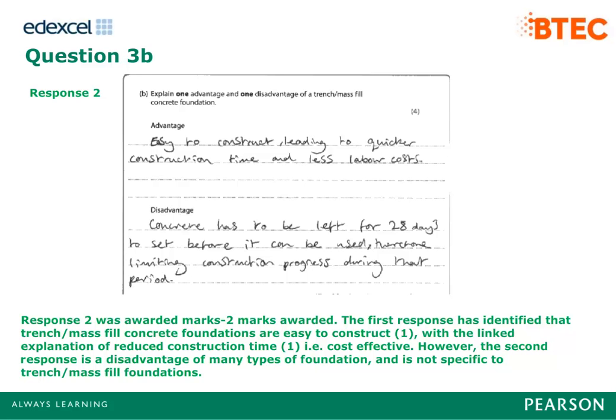Response 2 was awarded 2 marks. The first response has identified that trench or mass-fill concrete foundations are easy to construct, 1 mark, with the linked explanation of reduced construction time, 1 mark, that is, cost-effective. However, the second response is a disadvantage of many types of foundation and is not specific to trench or mass-fill foundations.